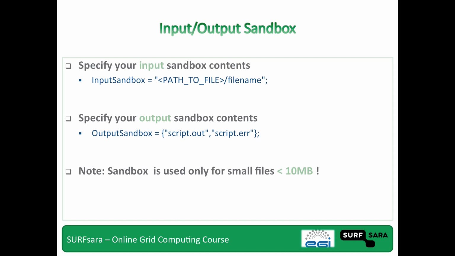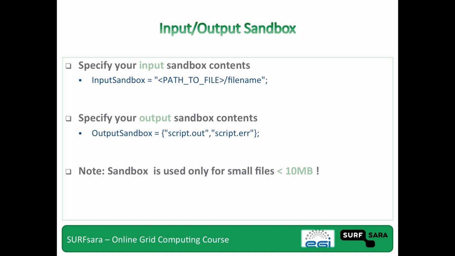Another thing is the input and output sandboxes. Remember that your home directory and the rest of your environment is actually not available on a grid node. So you need to specify these files, if you need them, within the JDL. You specify your input sandbox by writing out the stuff that you want to have sent to the worker node. In this example, the path to the file and the file name. If the JDL lives in the same directory as the files that you want to send to the worker node, you can just list the file names. You don't need to give the entire complete path.